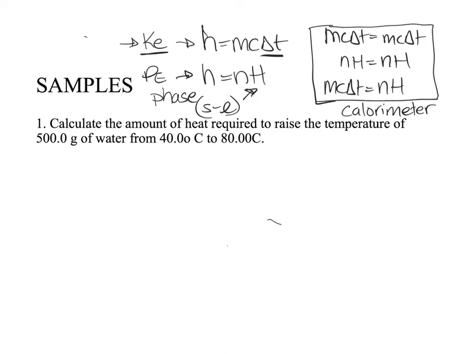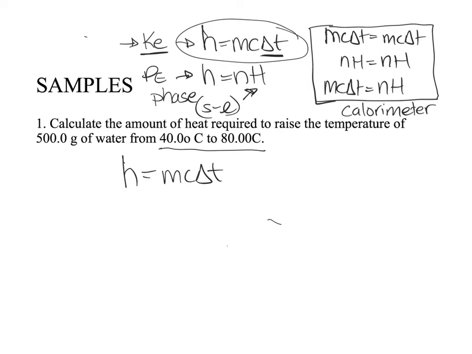So this one doesn't say anything about happening in a calorimeter, so that eliminates those first 3 that are equal to each other. And it does talk about having a temperature change, so that means it's going to be this formula here. Okay, so the first thing I look for is that you wrote out the correct formula, no matter what. Even if we have to change the formula around after, I'm going to look for this. This gets 1 mark.